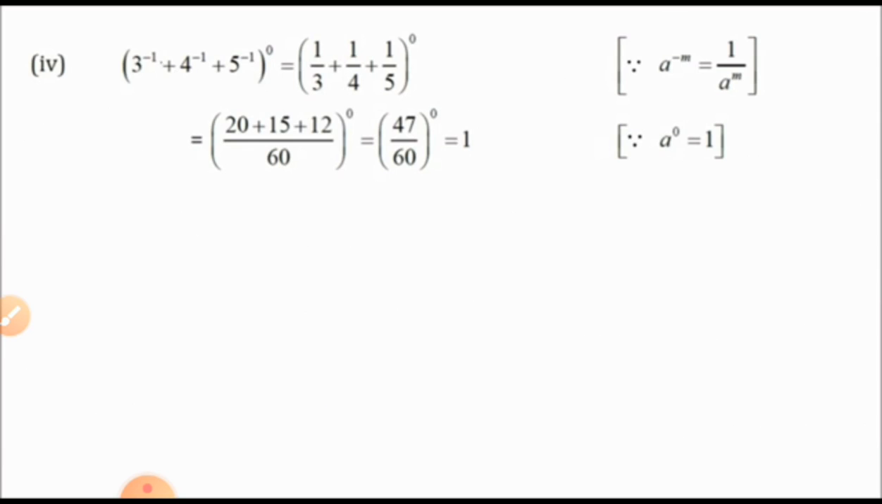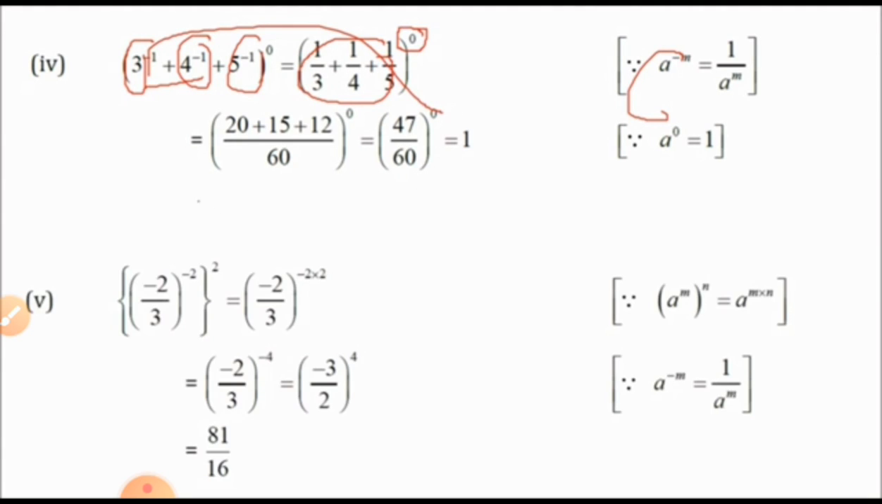You will learn these types of methods in higher classes, means 9th and 10th standard. In mathematics, answers come in different methods, but the answer remains always one only. A unique answer is there. Yes, very good student. These two rules are there: a raised to minus m will give you 1 upon a raised to m, and a raised to 0 is equal to 1.